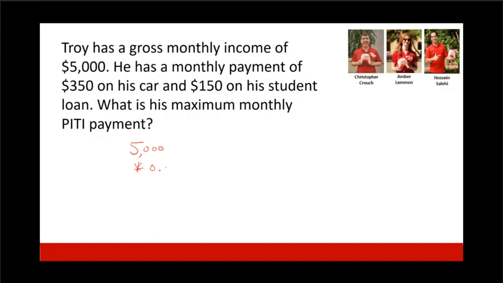And multiply that by 0.28. Remember, if we're doing this in our calculator, we're using decimals because it's not time value of money. And so that will get us to 1,400. This is our maximum PITI for just debt, or just the PITI part.